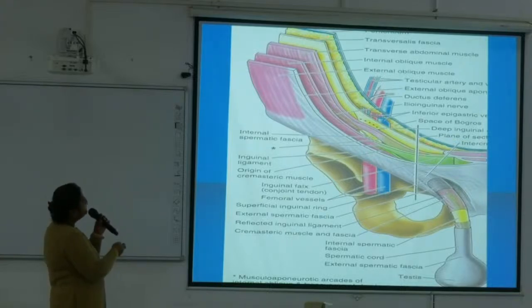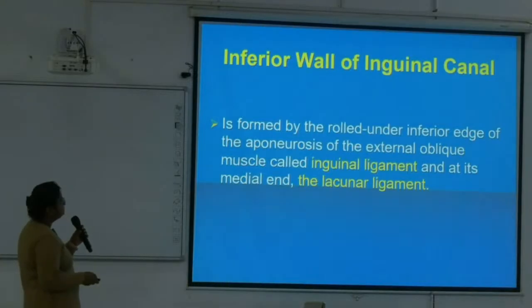Then there is the fascia transversalis, okay, and this peritoneum and this fatty tissue. And these are the femoral vessels passing underneath this inguinal ligament. This is testis, spermatic cord is attached to testis and epididymis. Okay, next.